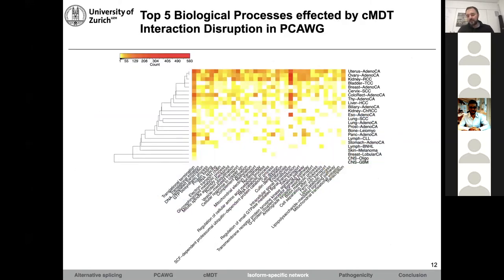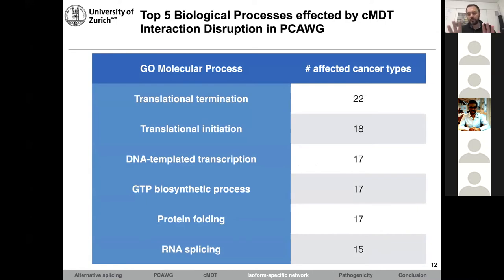For the pathways and molecular processes that are disrupted in those cases, we did an enrichment analysis using the GO molecular process terms. It's like a heat map, but I would like to put your attention on the top six molecular processes that we find most often disrupted due to alternative splicing, and they fit basically to alternative splicing. Here we see translational termination, which is affected in 22 of the 27 cancer types. You see translation initiation, transcription, nucleotide biosynthesis, protein folding and RNA splicing as those processes that are most often disrupted by splicing-induced interaction disruptions.